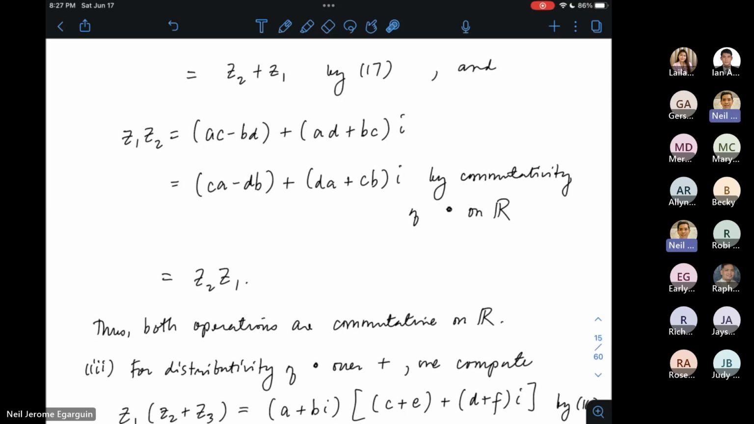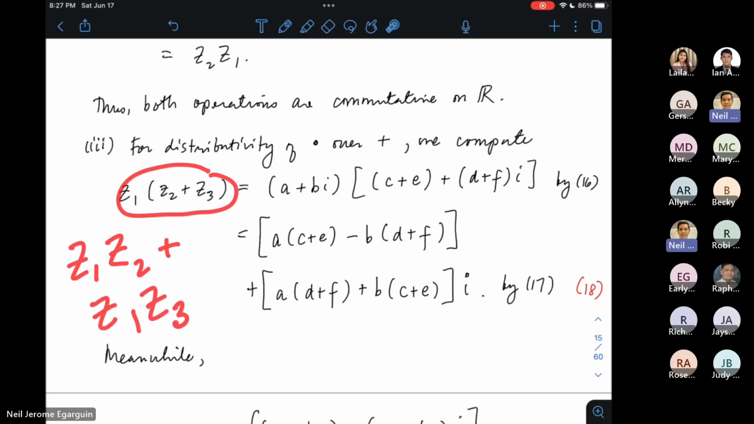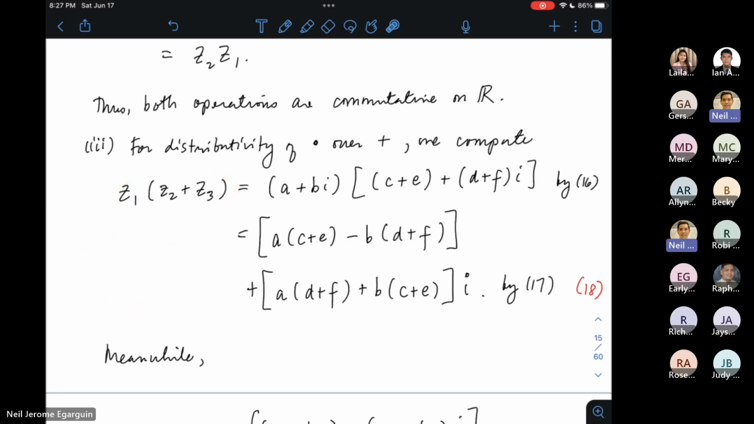Okay. Property 3, distributivity naman of multiplication over addition. Well, ito, gusto ko yung ipakita ay Z1 times Z2 plus Z3 equals Z1 times Z2 plus Z1 times Z3. All right. Again, you will start with only one side of the equation. You start with this guy. So, kunin ko muna yung Z2 plus Z3. Ito yon, dito siya equal. Saka ko siya ita-times sa A plus BI using the definition.